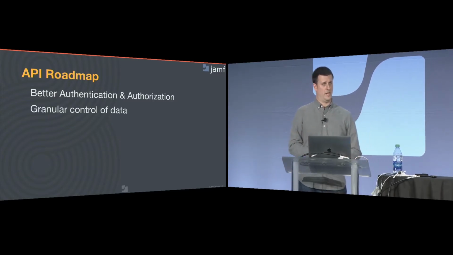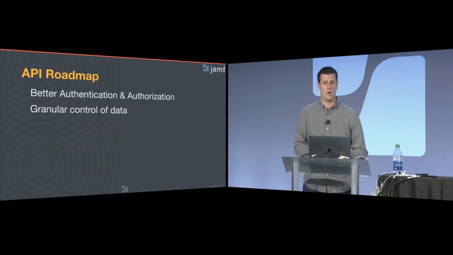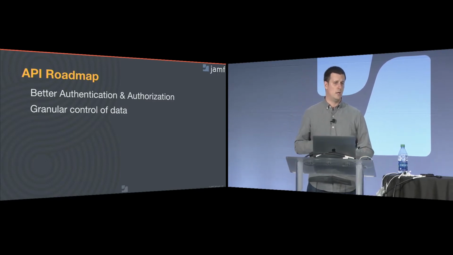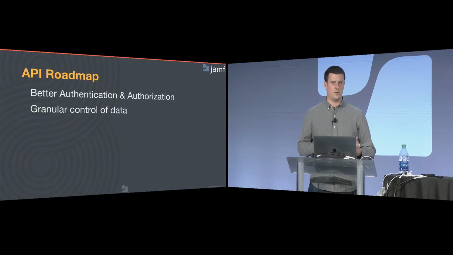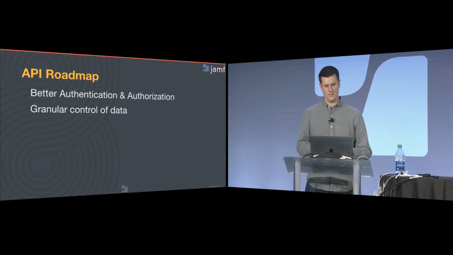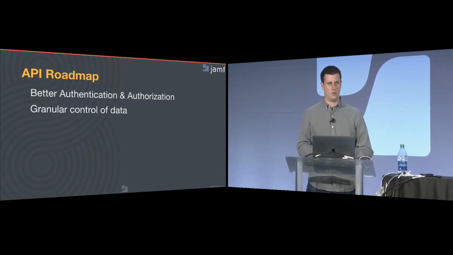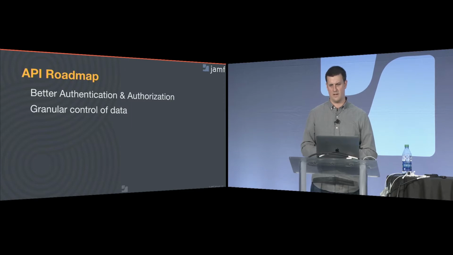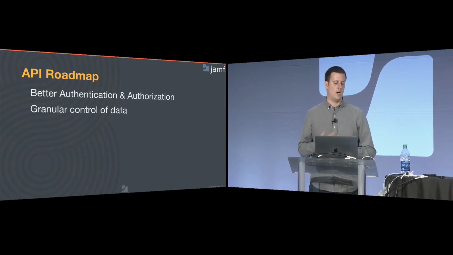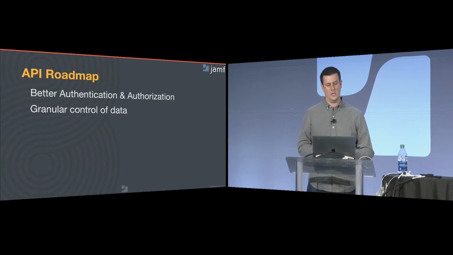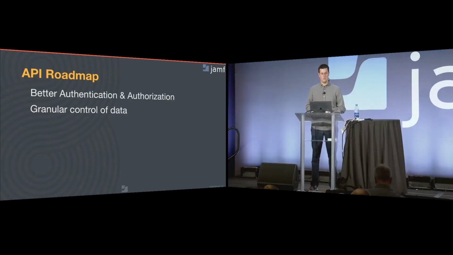More granular control of data. So right now, when you're using the Jamf Pro API, it's actually a little bit difficult if you want to hone in on specific pieces of data to kind of pick those out and get them from Jamf Pro by themselves. You typically have to take a larger set of data and then parse through it on your own. We want to make that a little bit easier to manipulate and work with the data within your own Jamf instance.